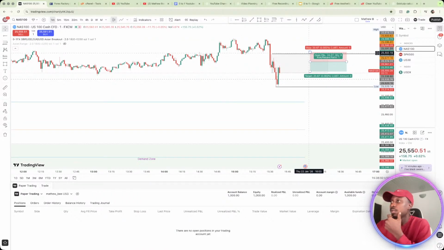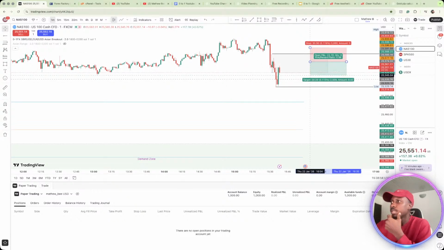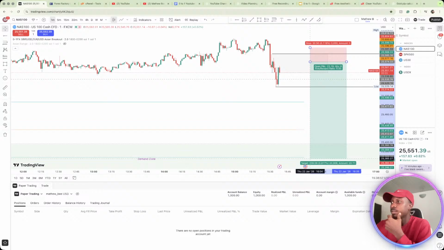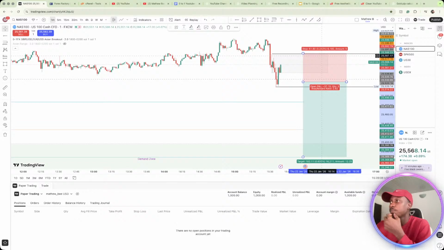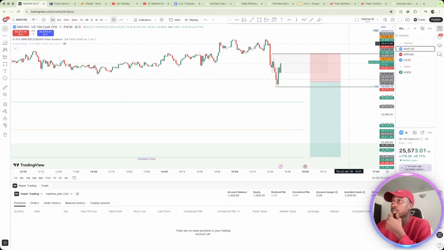So now it's a waiting game to see what actually happens. If we're selling, the target would be this previous day low, the entry will probably be somewhere around here, and the stop loss will potentially be here. But if we are going to be buying, which is looking very likely, I think we're going to be buying. But we need to see the actual break first.